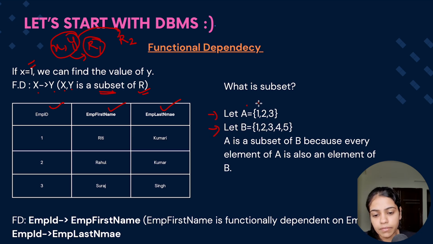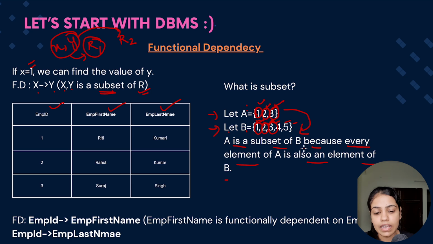Now A has values 1, 2 and 3 and B has values 1, 2, 3, 4 and 5. Now A is a subset of B because every element of A is also an element of B. So we can say that A is a subset of B because every element of A is also present in B: 1 is present here, 2 is also present here, 3 is also present here. So A is a subset of B because all the elements present in A are also present in B. But vice versa is not true because 4 and 5 are not present in A.